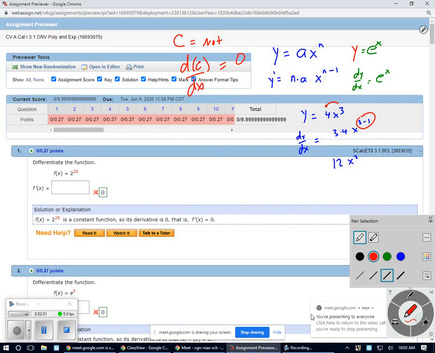Okay? So let's look at this one. This says y equals 2 to the 20th power. Well, I don't care what y is. I want to know how fast it's changing. And that's a constant. So the derivative of a constant is, guess what? 0. The derivative of a constant is 0.